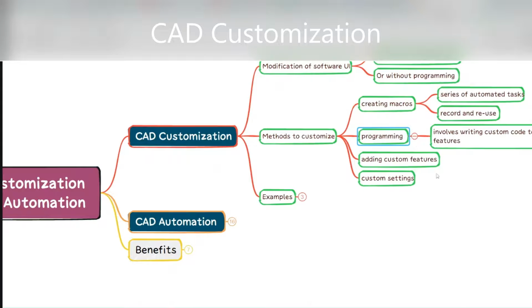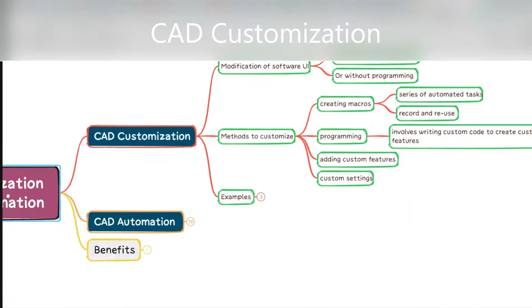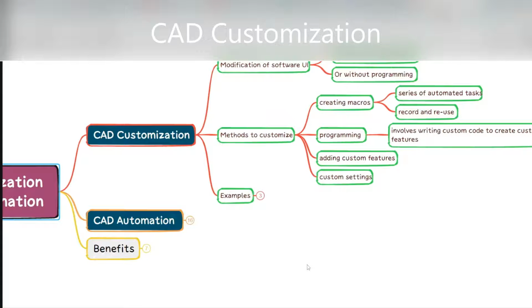Then what you can do with programming is write custom code to create custom features. Not every time you can record and reuse it. Many times you will need to write the custom code to create custom features. For example, I have given examples at the end, so let's keep that part for the end. What else does customization include? Adding custom features and doing custom settings.